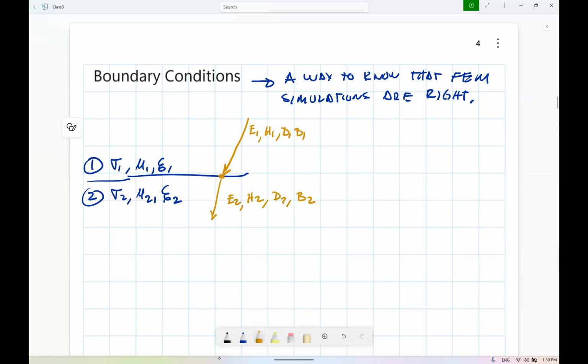And I want to know what happens at the interfaces. The interfaces will always tell me whether the solution is correct or not. Typically we will have metal and air, or materials with different permittivity, like an insulation system on a transformer that has paper and oil. What happens in the transitions from one material to another is given by the boundary conditions. And boundary conditions are very important to specify when you do any finite element simulation.